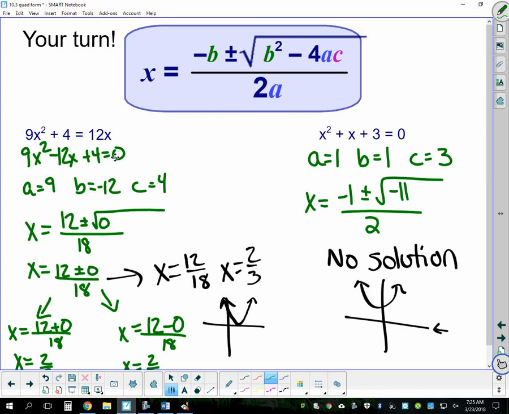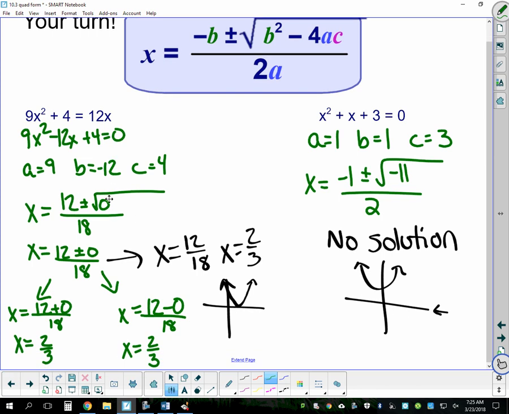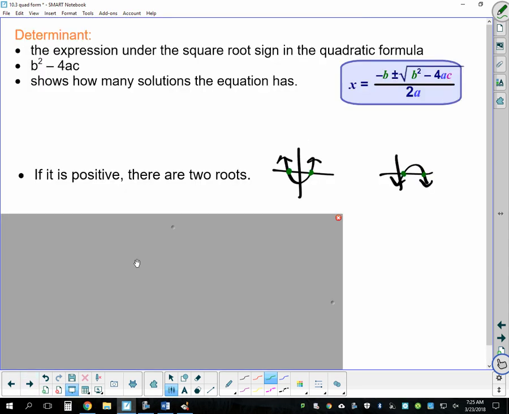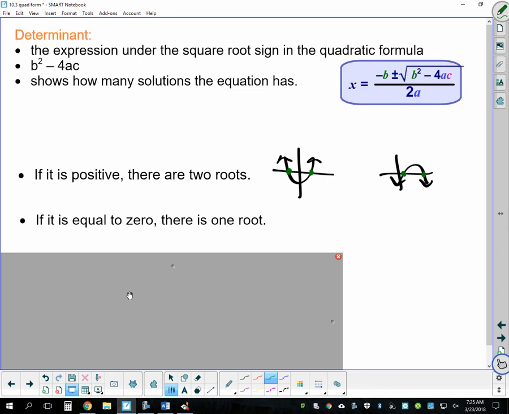Okay? If the determinant is 0, like it was in this example, how many solutions did you get? Don't say 2, it looks like 2, but those 2 answers are the same, so it's only 1. So if your determinant is exactly 0, there is 1 root, and that 1 root is actually the vertex point. Something like that. Or maybe if it's opening down, it could be like this.